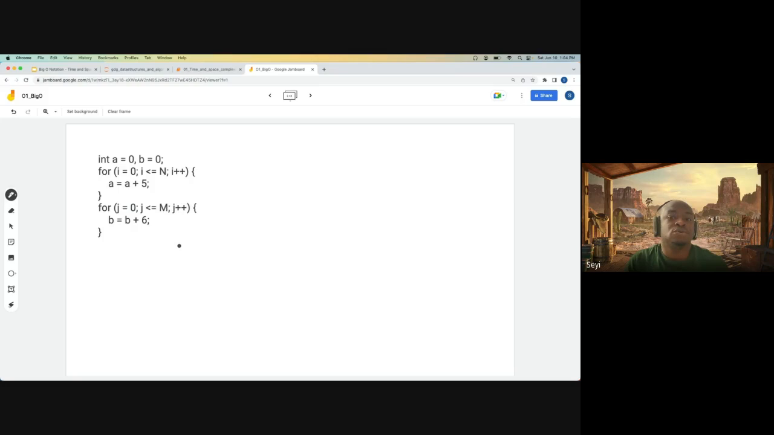Now, the thing to keep in mind here is there are two variables here. There's N and there's M. So definitely they mean different things. We don't know what they mean, but they mean different things. So if I take a look at the first line, what amount of work am I doing on this first line? I'm basically doing two assignment operations. A equals 0, B equals 0. So that's two assignment operations.